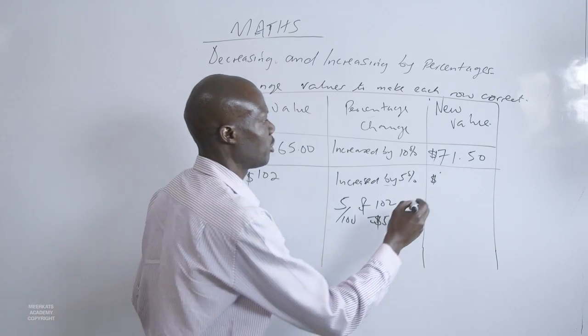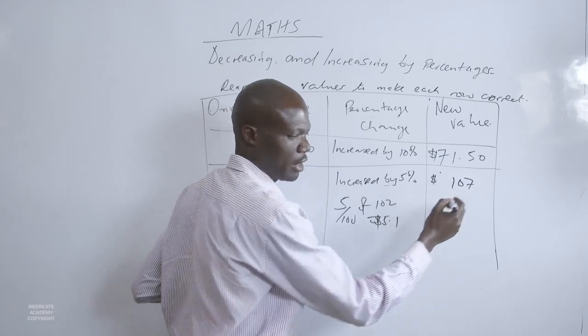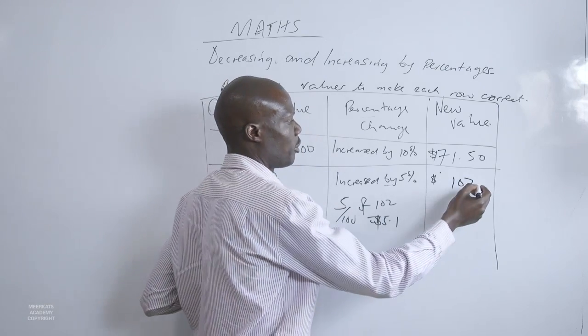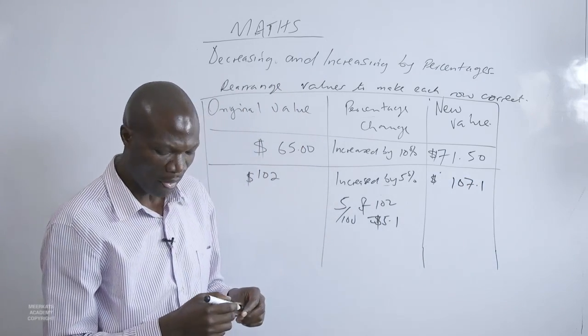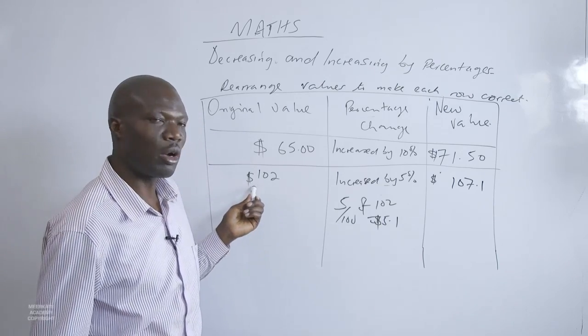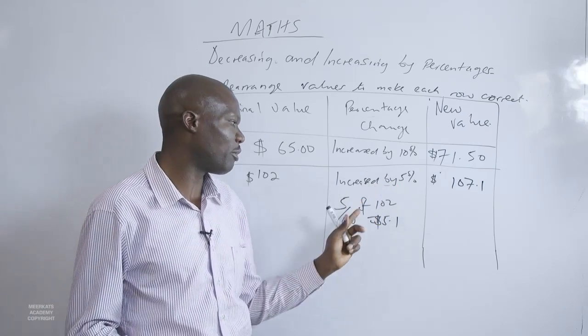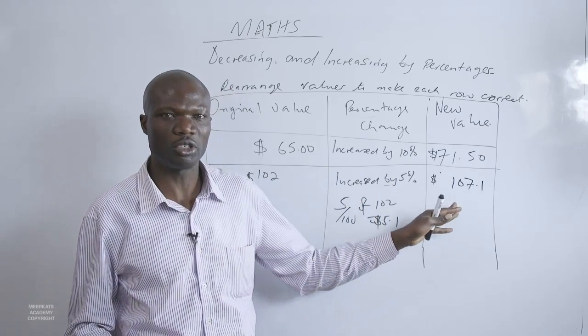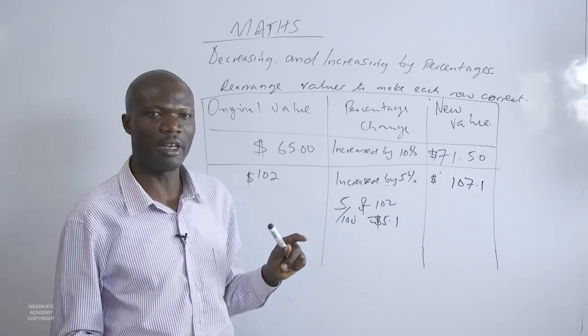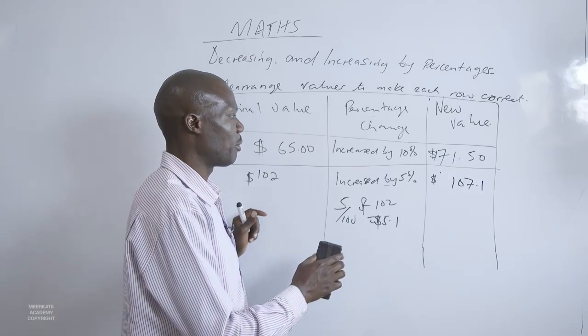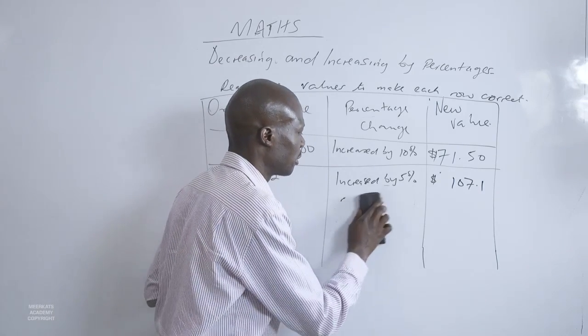You get, it's supposed to be 107.1. So 102 was our original value. It increased by 5%, and the value that should be here is $107.1.